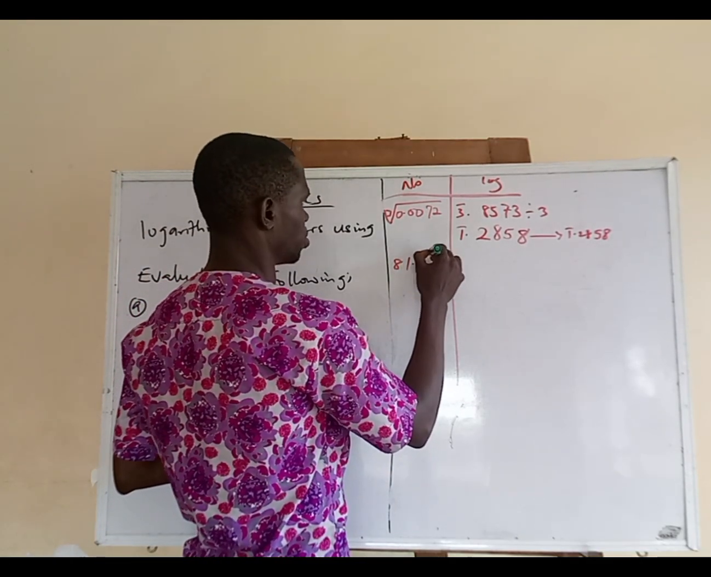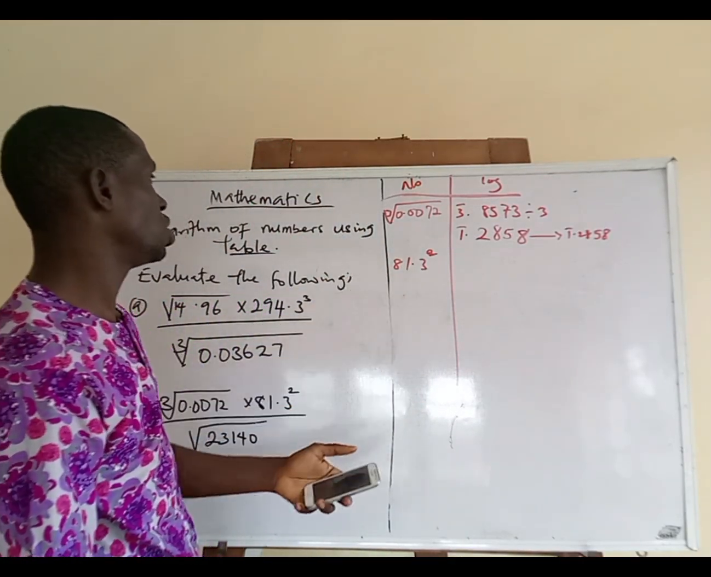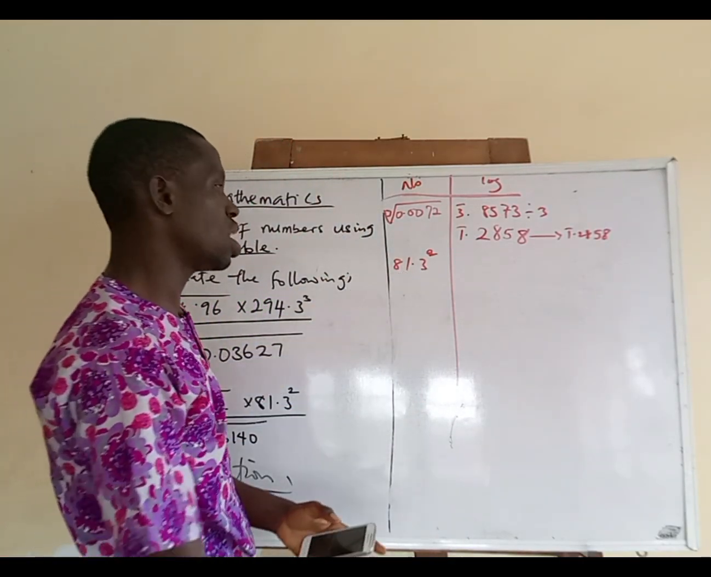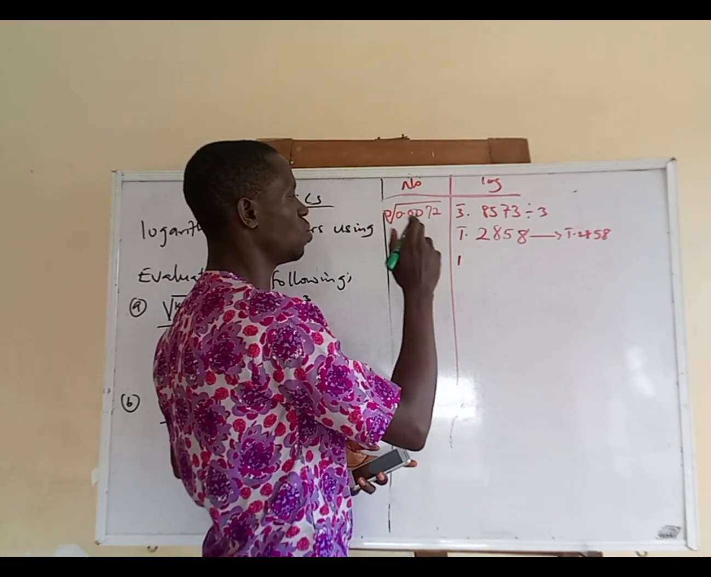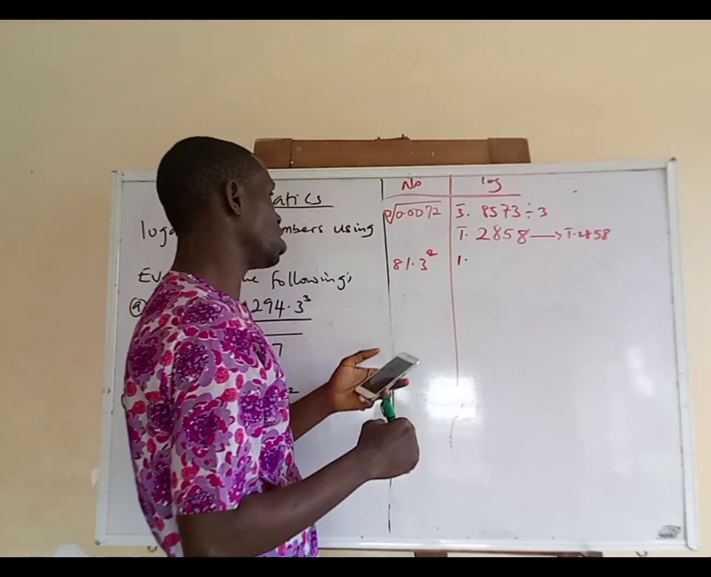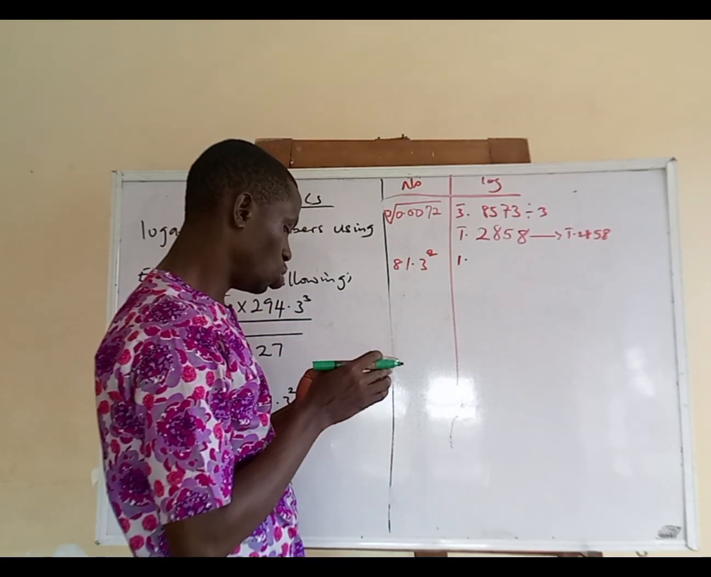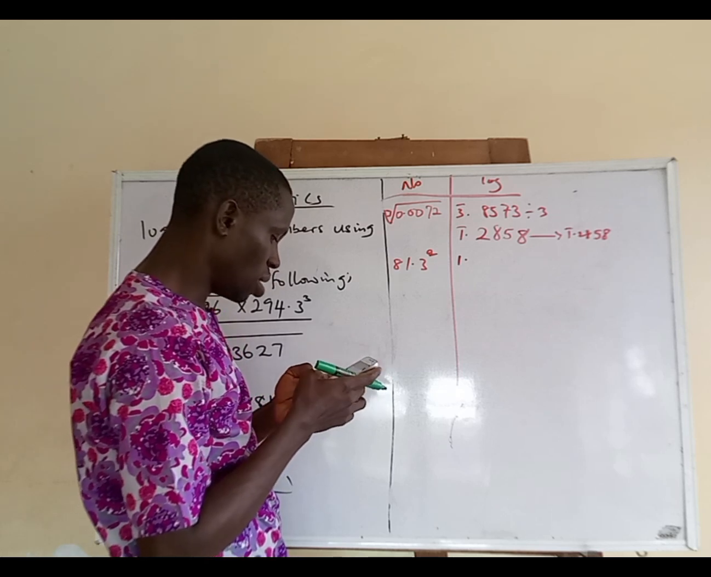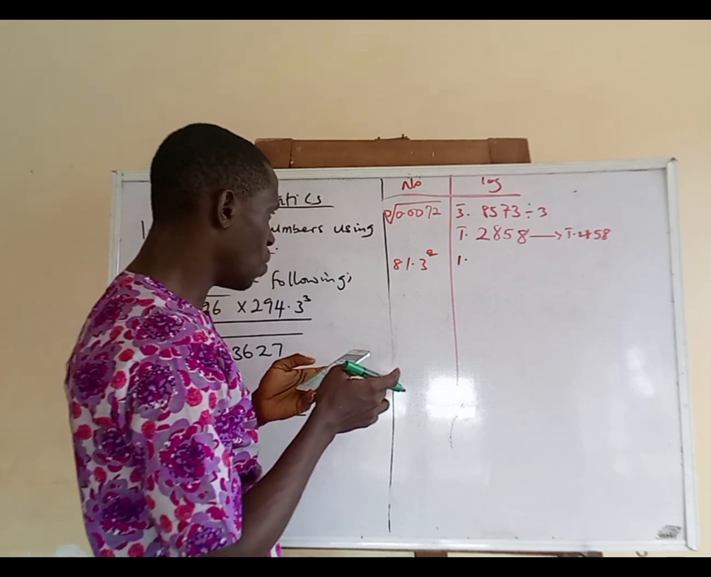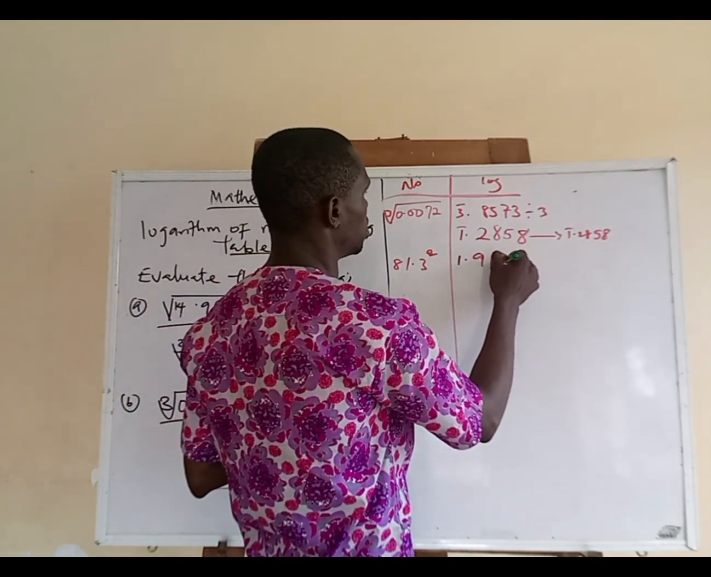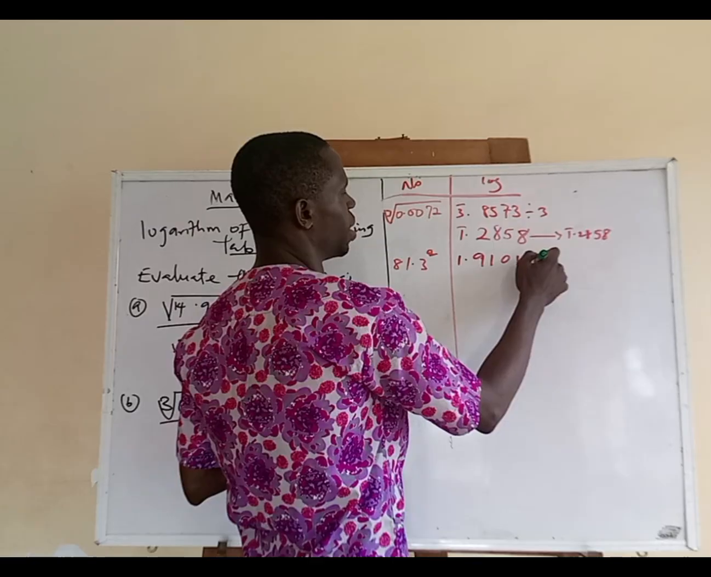Okay? Then you do the second one, that's 81.3 square. So when you have 81.3 square, what's the integer of 81.3 square? That is 1. Abi? So you have two numbers, you subtract 1. You put your point. So 81.3, that is 81 under 3. We check 81 under 3. 81 under 3 gives us 9101.